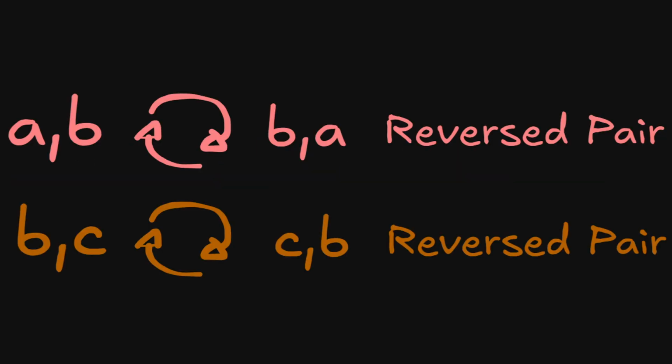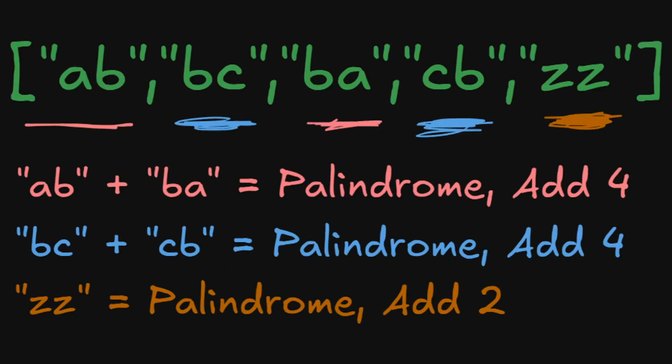And lastly, we can see that the word ZZ, since it's only two Z's, is in its own group. And we can see that if we take a word plus its reversed pair, we could form a palindrome. What I mean by that is if we take AB plus its pair BA, we know that forms a palindrome because it can be read the same forwards and backwards. So since AB plus BA can be joined together, we can go ahead and add 4. The reason we add 4 is simply because there are 4 characters.